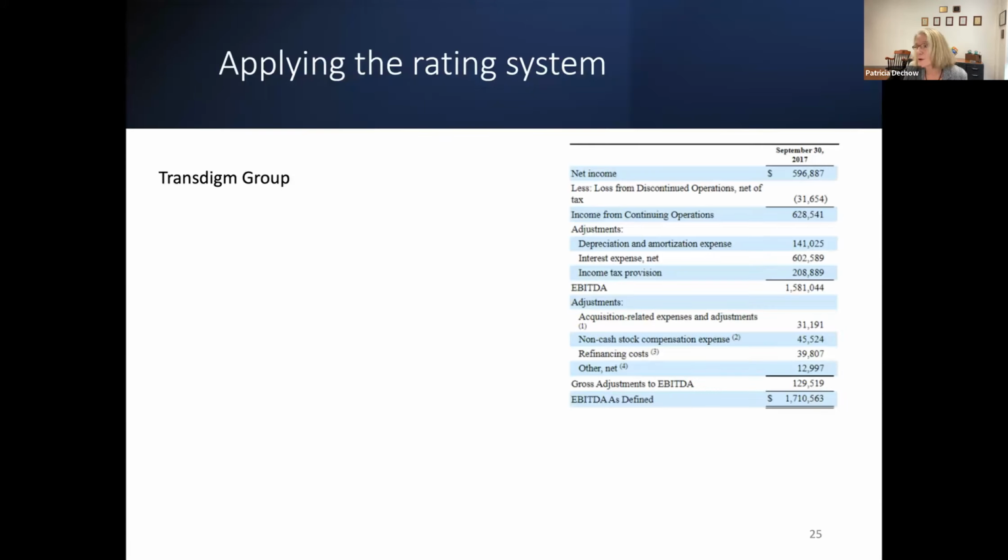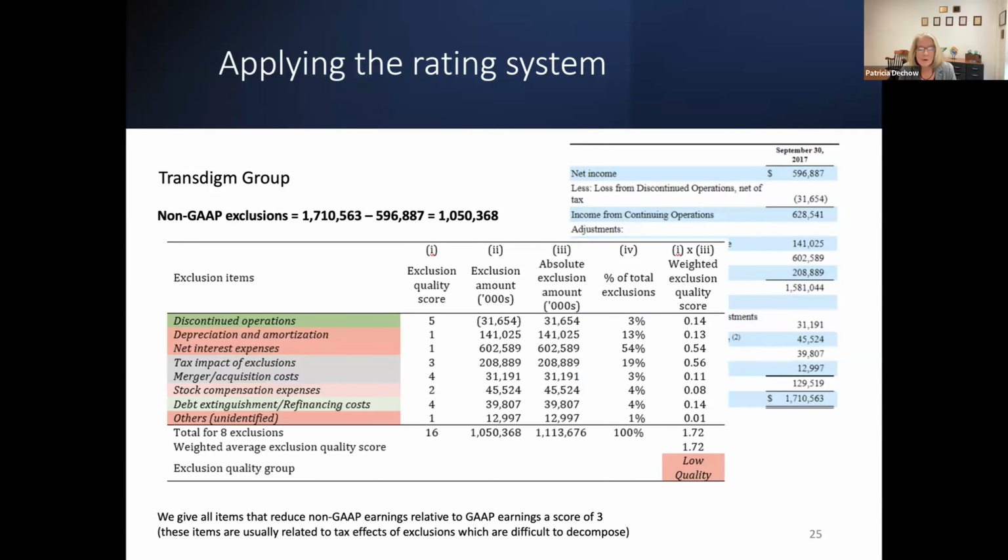So here's an example of applying the rating system. This is a Transdim group, and you can see that their net income's 596 and their EBITDA defined was 1710563. So the difference was 1,050,368. And then what we do is we look at the score, we see how much the amount is, and then we come up with a weighted average score. So this company had a lot of red items, as you can see, and they get a low quality score.